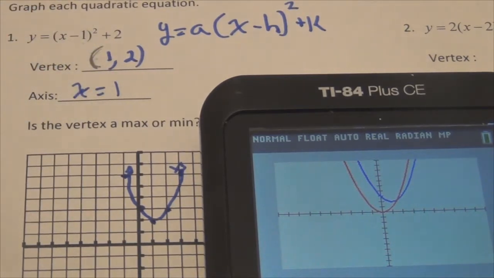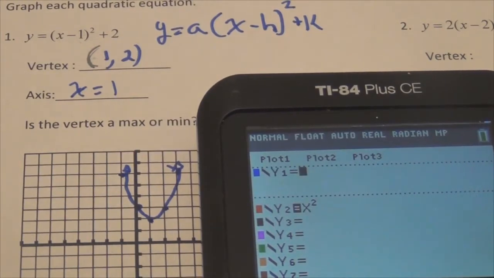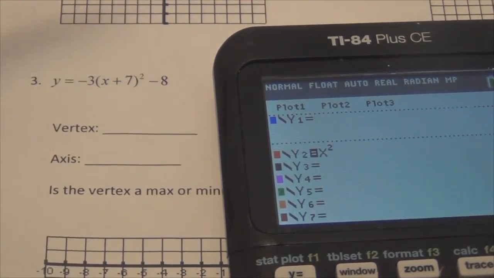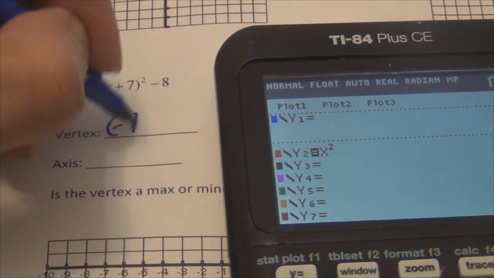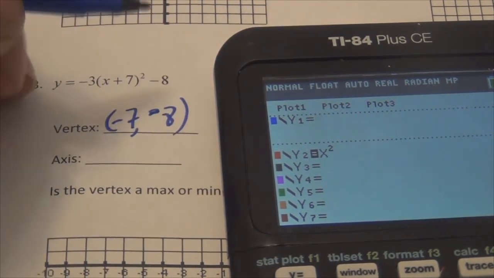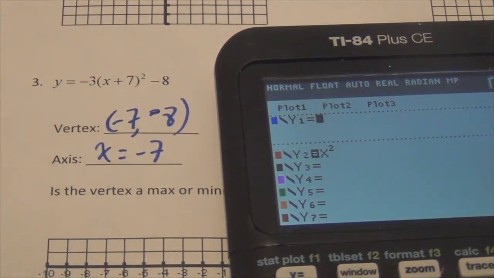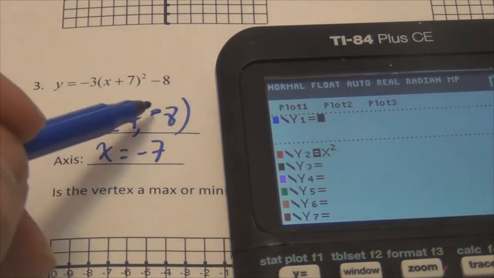Let's try another one. This time I'm not going to be graphing by hand, I'm just going to graph it on the calculator. I'm not going to erase the parent function because we want to see what the behavior is. Let's try this one and see if it works. My prediction is, because the vertex is -7, comma -8 and the axis of symmetry is x equals -7, that it's going to go 7 units to the left and 8 units down.